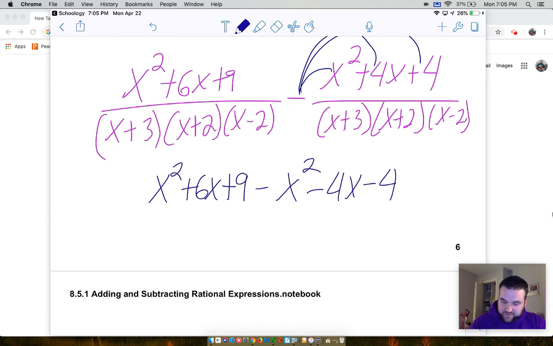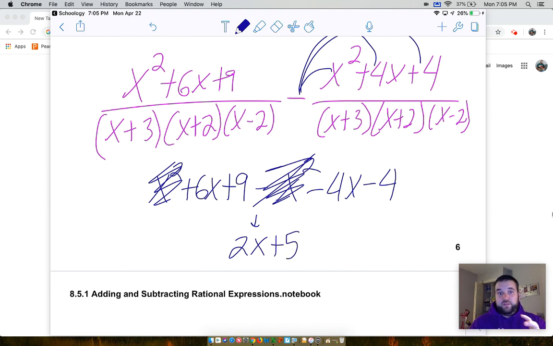If I do that, I see x squared minus x squared, so those will make 0. 6x minus 4x is 2x. 9 minus 4 is positive 5. So that is my fully simplified numerator. That's what happens when I combine this with that. Again, because I distributed that minus sign.